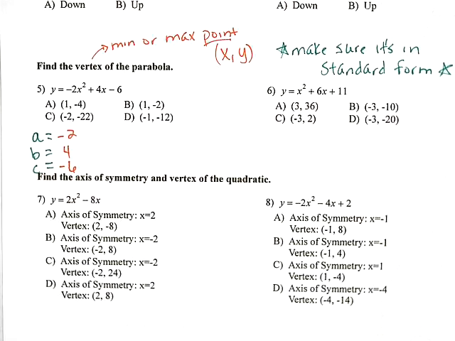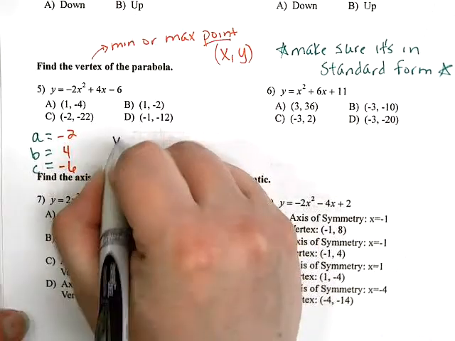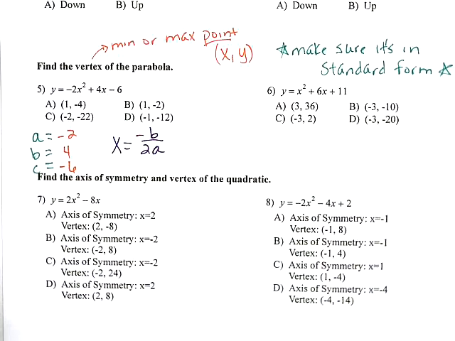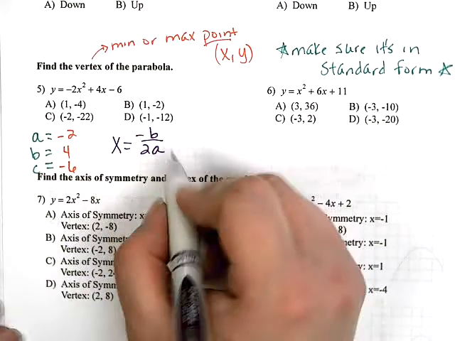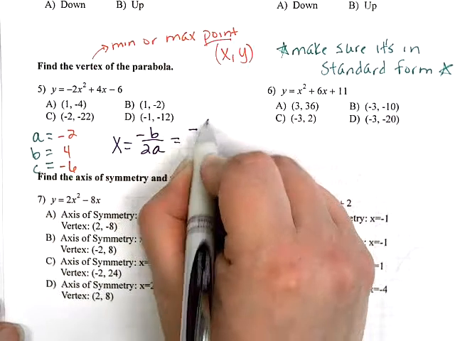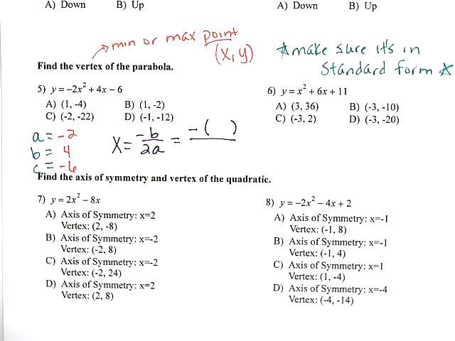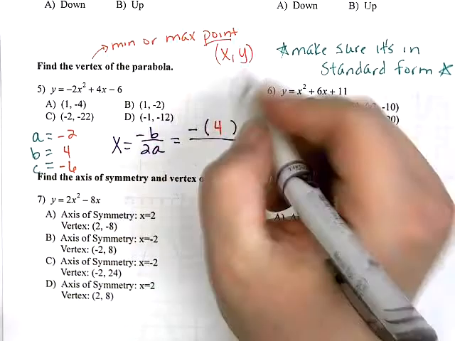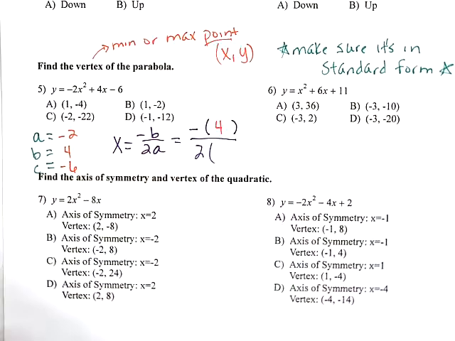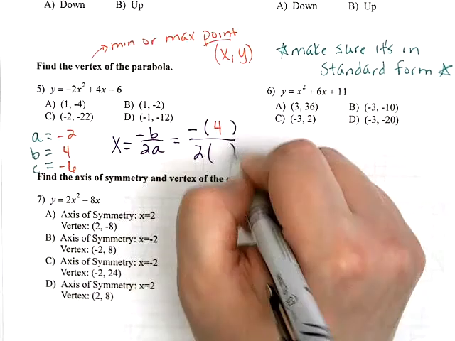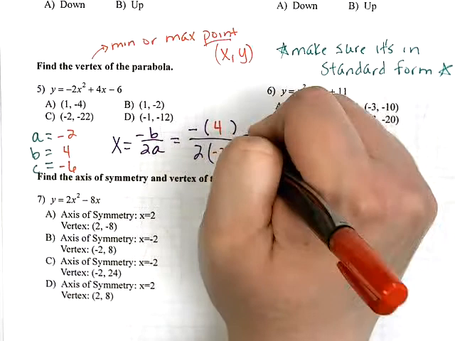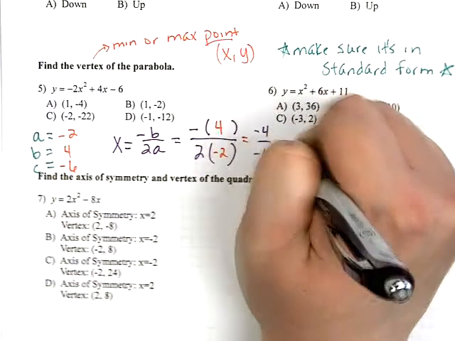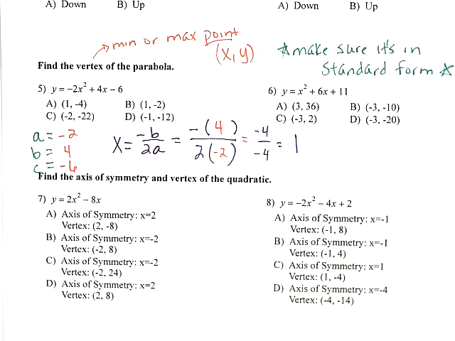In order to find our vertex, we need our formula x equals negative b over 2a. That's only going to get us the x coordinate, right? So negative b, well, my b value is 4, so I'm going to put a 4 inside there over 2a, well, a is negative 2. If we simplify, we've got negative 4 over negative 4. That equals a positive 1 for my x value.